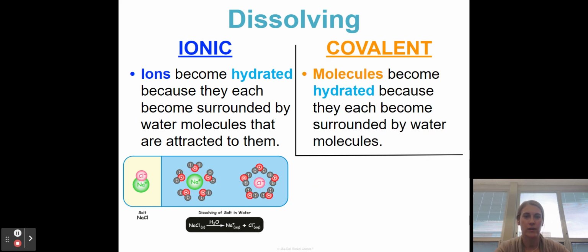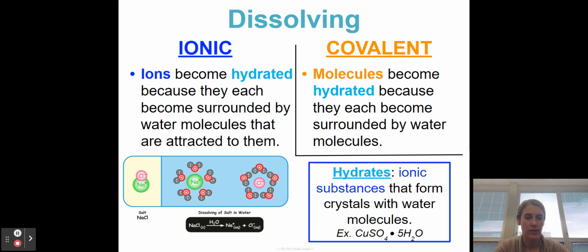Molecules become hydrated because each becomes surrounded by water molecules. There is something called a hydrate, and these are ionic substances that form crystals with water molecules. For example, this is called copper(II) sulfate pentahydrate, since there are 5 water molecules that are attached.